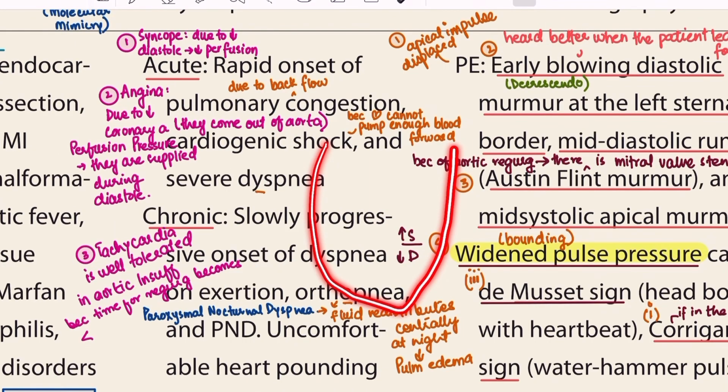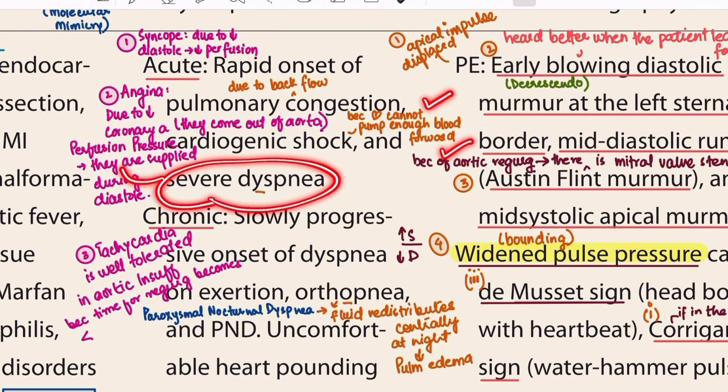Some of the acute symptoms can be rapid onset of pulmonary congestion. The reason behind this is that there will be excessive blood in the ventricles, which will propel back into the atria, and in return they will go back into the pulmonary system. That will cause pulmonary congestion. This in turn can cause cardiogenic shock and severe dyspnea. The cardiogenic shock will be because the heart cannot pump enough blood forward, and the dyspnea will be because of pulmonary congestion.